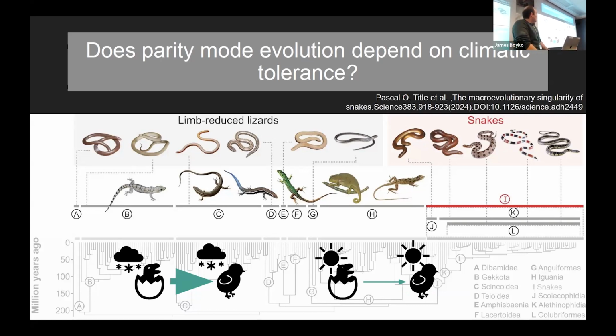So does parity mode depend on climatic tolerance? Well, we might expect that the transition rates in a cold environment are much faster from oviparous to viviparous than in the warm climate. And this is a real observed pattern that we do see. So this is now a question of dependence. Does my transition from oviparous to viviparous depend on the background climatic conditions?